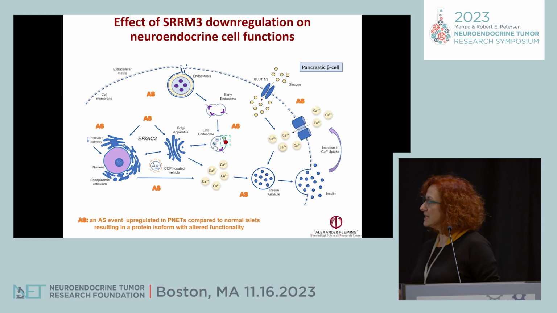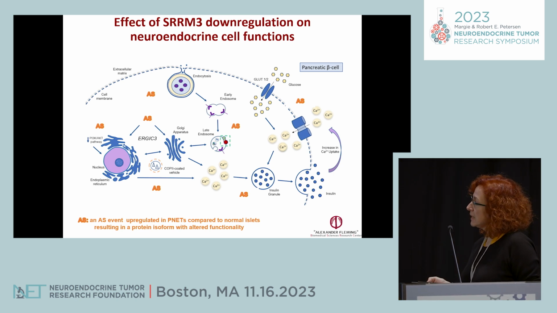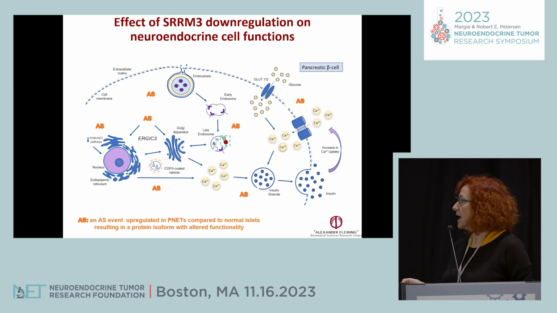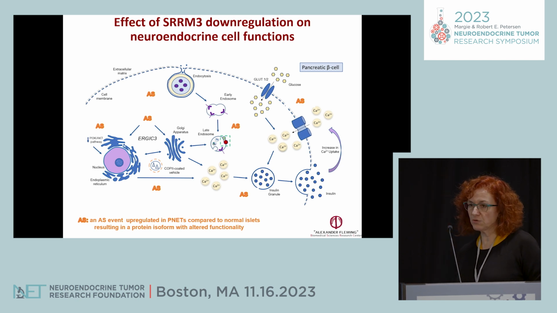Of course, as I said, the majority of the splicing events that we found to be upregulated in PanNETs compared to normal islets affected the production of protein isoforms that participate in many steps in endocytosis, hormone secretion, and vesicle-mediated trafficking in the cell. So we have started doing experiments on the importance of SRM3 on these pathways.